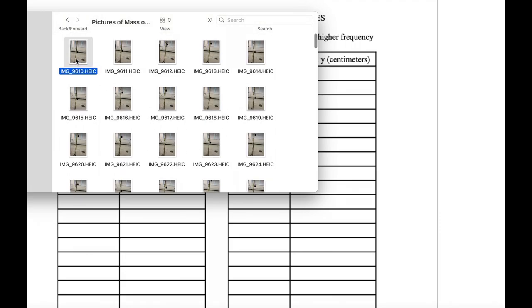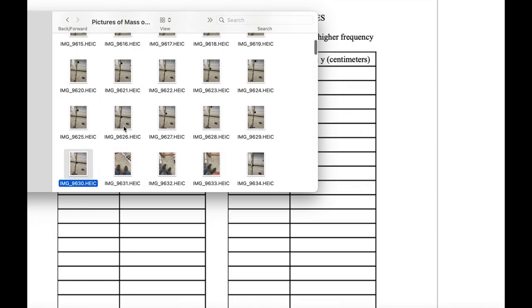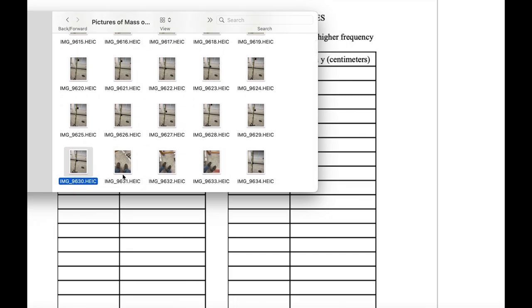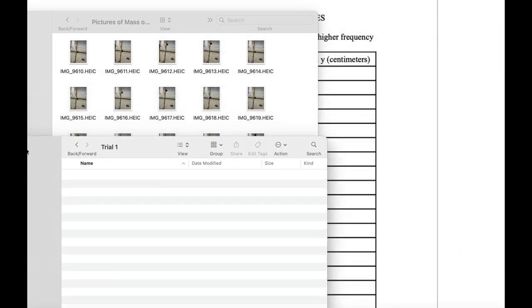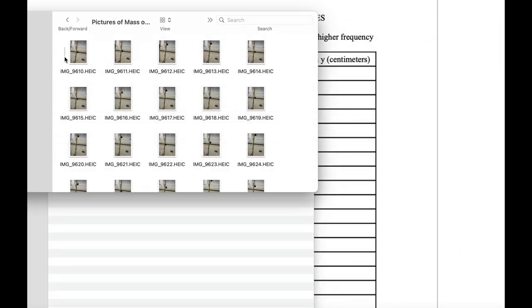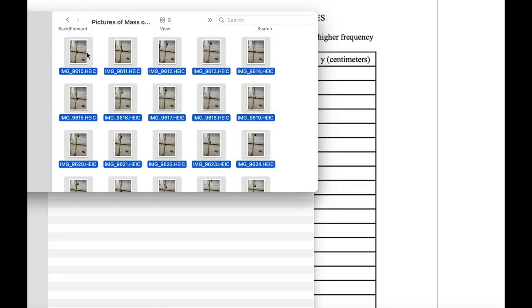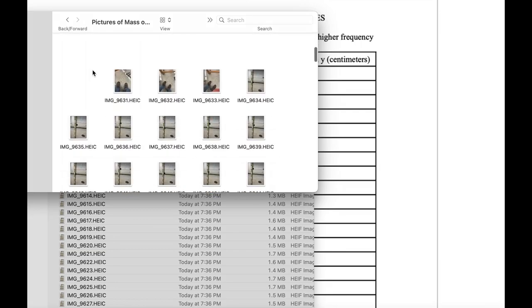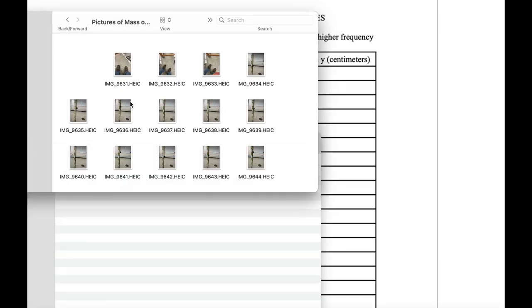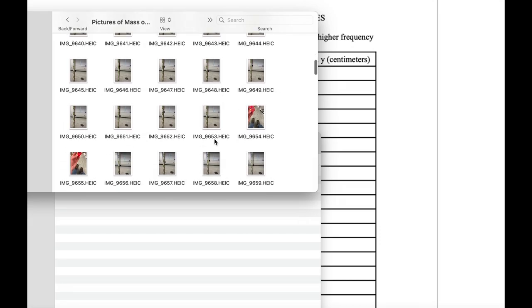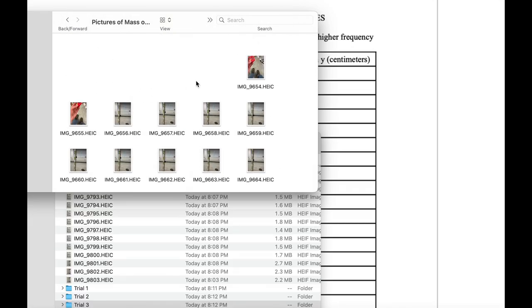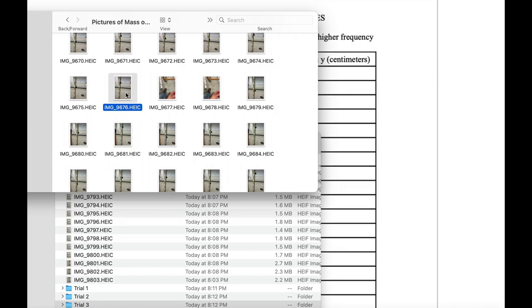Okay, so it looks like from 96:10 to 96:30 is one trial, because after that photo, I took a photo of the ground to let myself know that the trial had ended. So what I'm going to do is I'll move all these photos to their own folder. Then it looks like trial 2 starts at 96:34 and it goes till 96:53. Trial 3 begins at 96:56 and ends at 96:76.